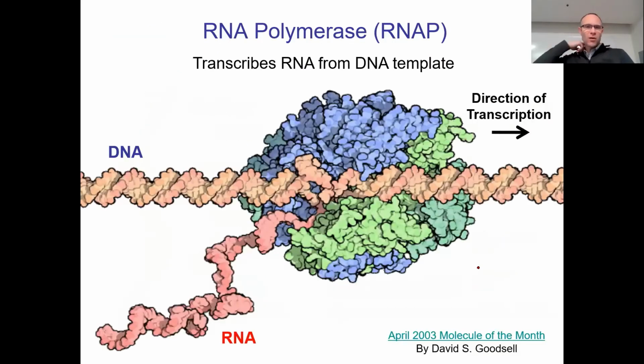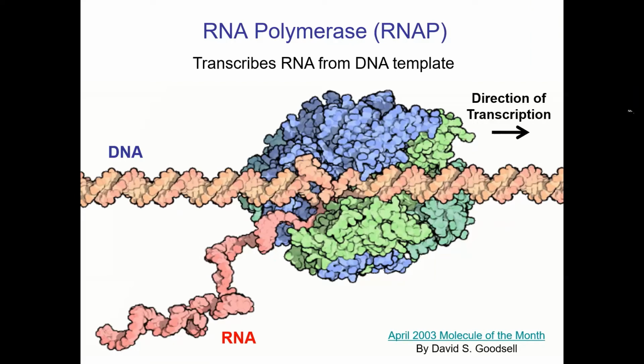So let's talk about RNA polymerase. Sometimes it's called RNAP as the abbreviation. So this is kind of like DNA polymerase. What it's going to do is it's going to read a nucleotide template and it's going to make new nucleotides. So it's very similar to DNA polymerase in that it's going to make the new nucleotides in the 5' to 3' direction.